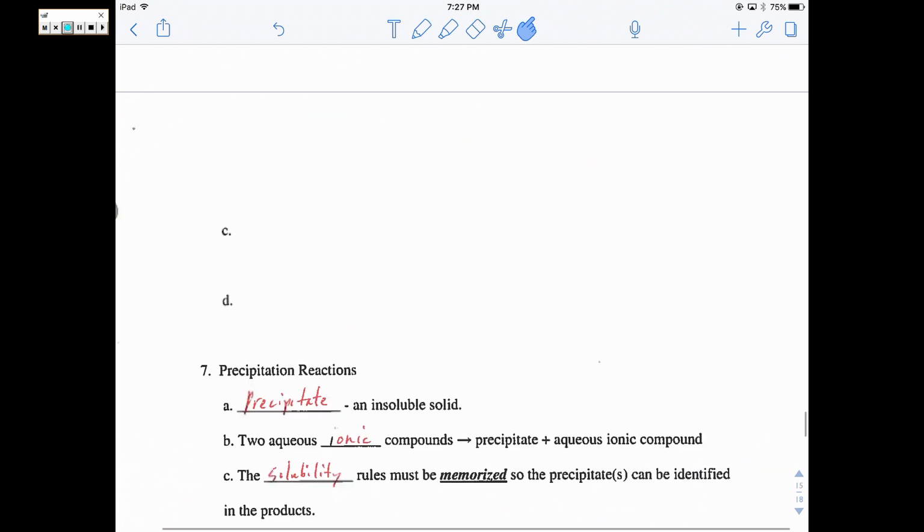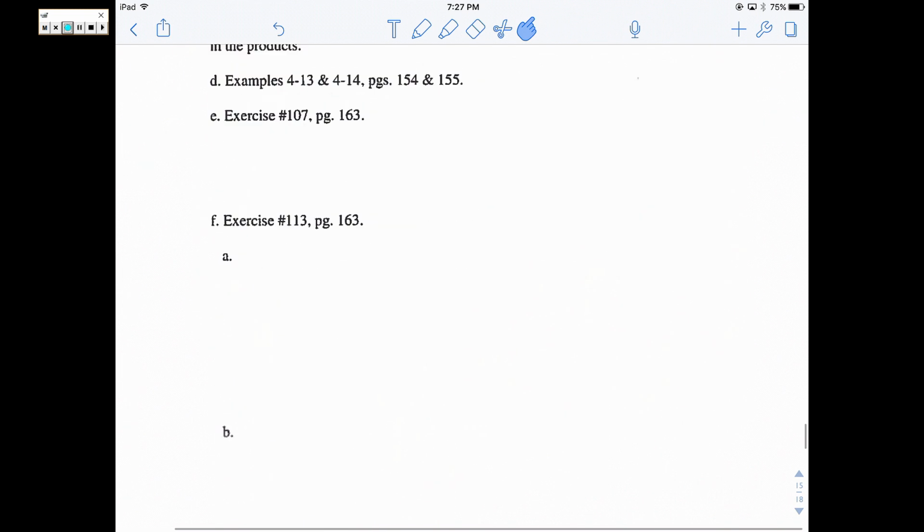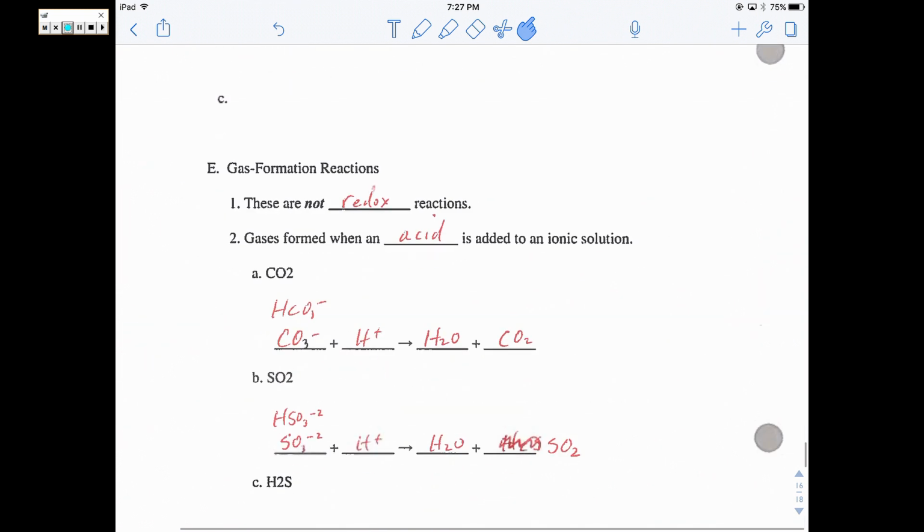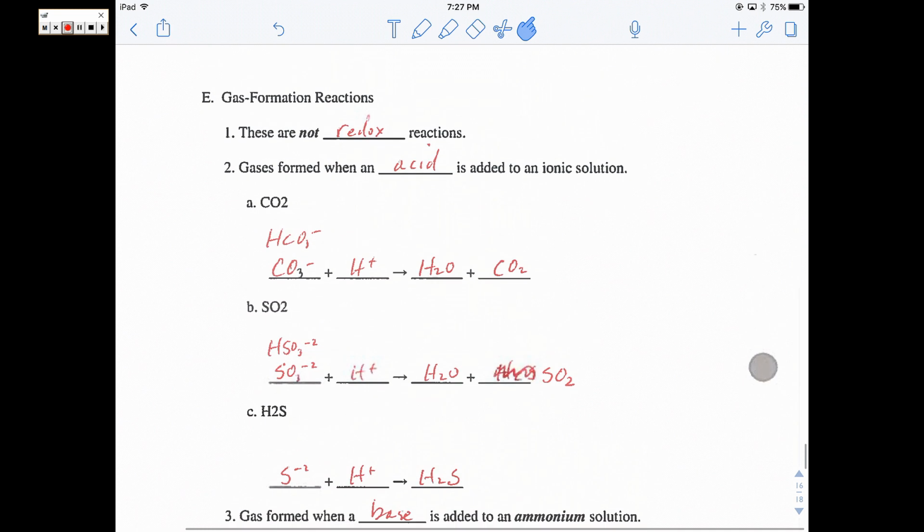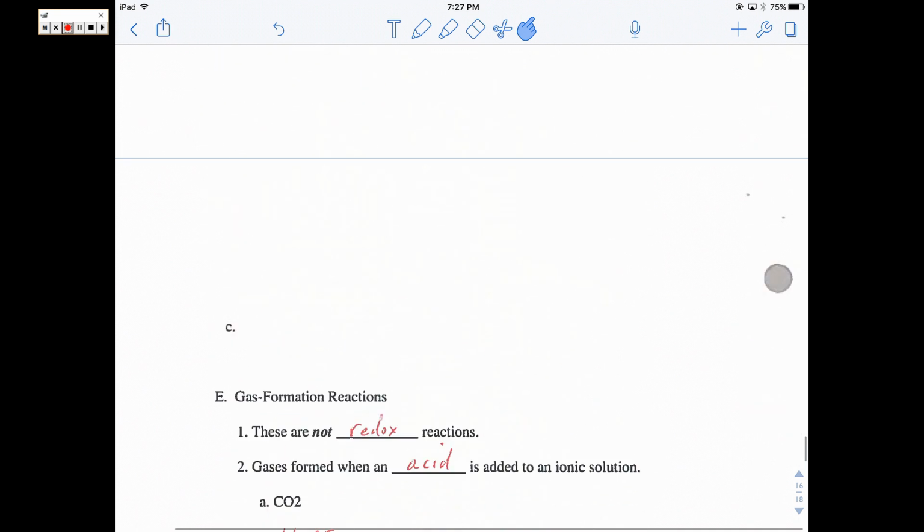And I think that is all I wanted to go over with you. Oh no, precipitation reactions. So we're not going to continue on to gas formation. That's something that I want to talk about in class. You're welcome to write it down so you have it. You've obviously seen it now.